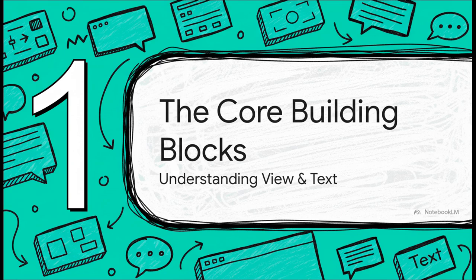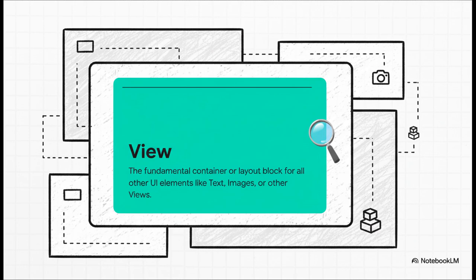Okay, let's start with the absolute fundamentals. To build literally anything in React Native, you first have to get your head around two core building blocks, the view and the text components. So first up, we have the view. You can basically think of a view as the fundamental container for, well, everything else. If you're a web developer, it's just like your div. That's the perfect analogy. And if you're coming from native iOS or Android, it's your basic layout block. Pretty much every screen, every little group of components, it all starts with a view.